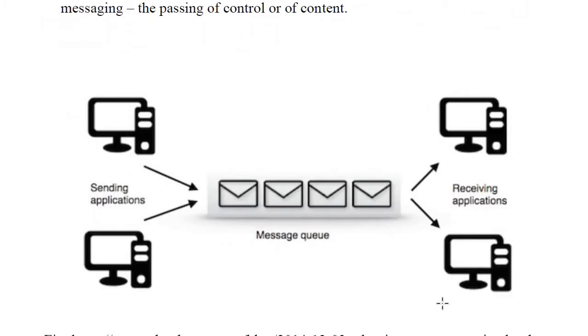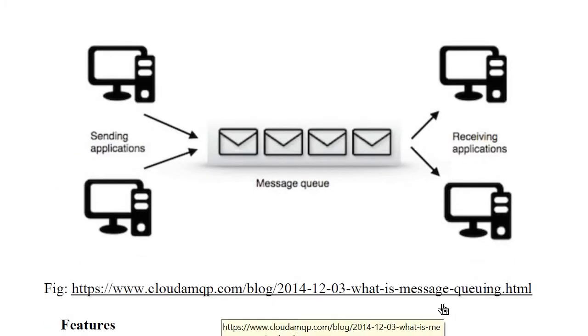This is a diagram which depicts how the message queue is being used to send the messages between two applications. There is a sending application here and there is a receiving application here. Both of them are communicating with each other using the message queue. The sending application will place a message which is to be sent by the destination on this queue, and the receiving application will receive it from this queue.